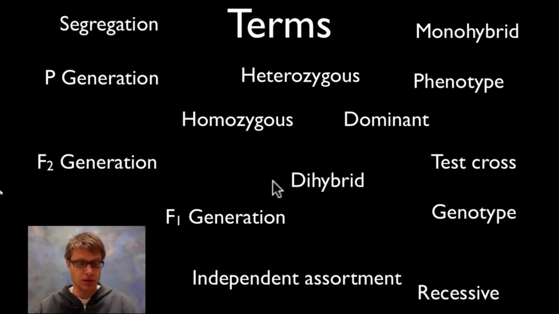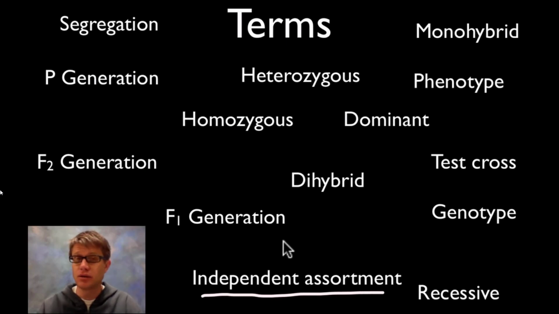What's another one that was confusing? The independent assortment basically means that two different genes, for example, flower color and whether or not the seeds are wrinkled, aren't going to affect each other. In other words, they assort independently, and that's going to take place in meiosis 1 as the homologous chromosomes separate.